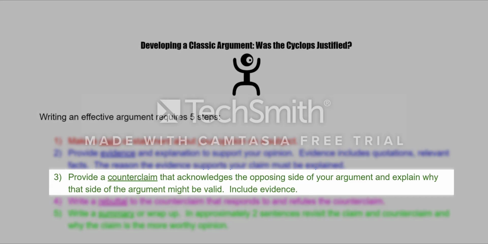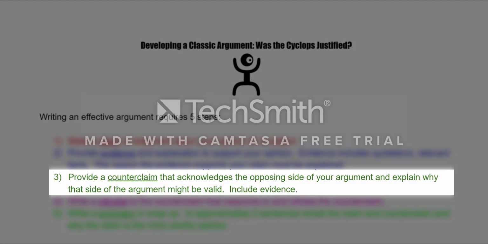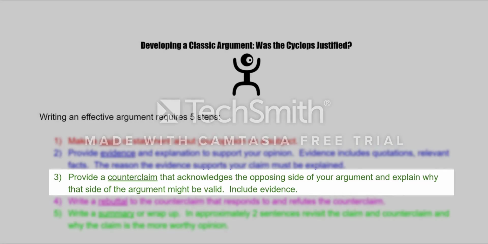It's called a counterclaim, and in a counterclaim, you will acknowledge the opposing side of your argument. You might think that this would weaken your argument, but instead, it shows that your opinion is well-formed and well-researched. You will even include a quote or some kind of evidence in support of this opposite side. This part of your paragraph should introduce the other side by saying something like, "while some may say," and the opposing side, or "it can be argued that," and again that opposing side.